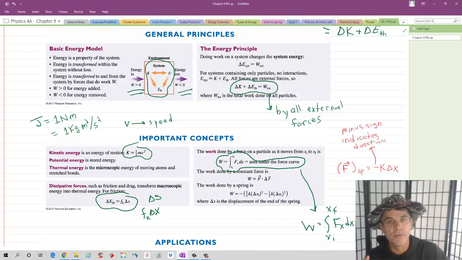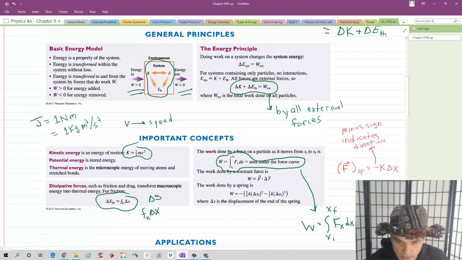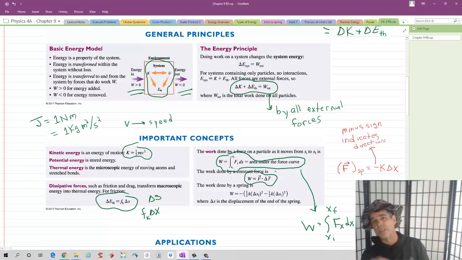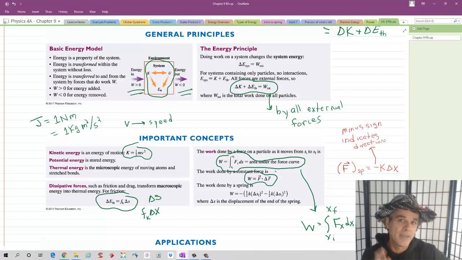However, if the force is constant, meaning it's not changing in magnitude, it's not changing in direction, then work is equal to the dot product of the force dotted into the displacement. Again, delta R is just our displacement. It could be in the x direction, could be in the y direction. But if the force is constant, then I take the dot product of the force dotted into the displacement. That will give me the work.